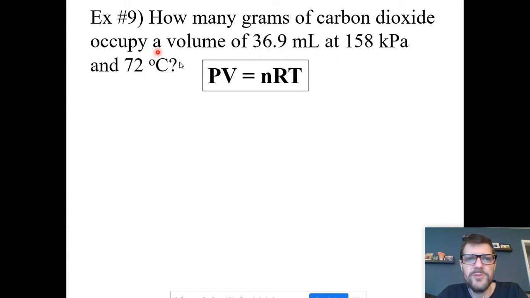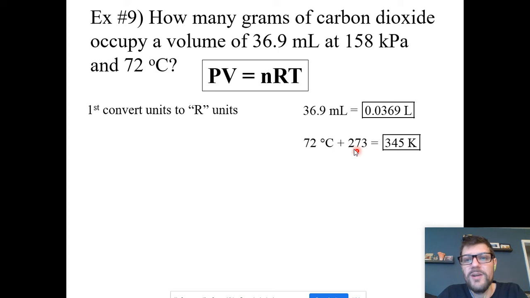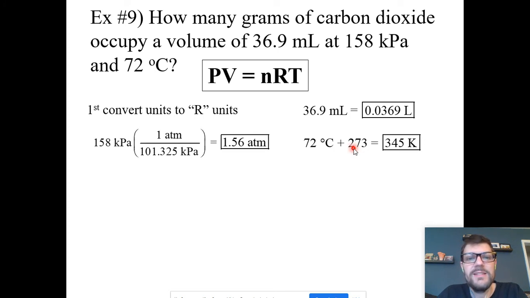So now we want to first make sure that all of our units are in the right units for R. So that means that milliliters needs to be in liters. So I'm going to slide the decimal to make it liters. That means that temperature needs to be in Kelvin. So I'm going to add 273. And it means that the pressure needs to be in atmospheres, not kilopascals. So I'm going to convert using my conversion factor to get to atmospheres.